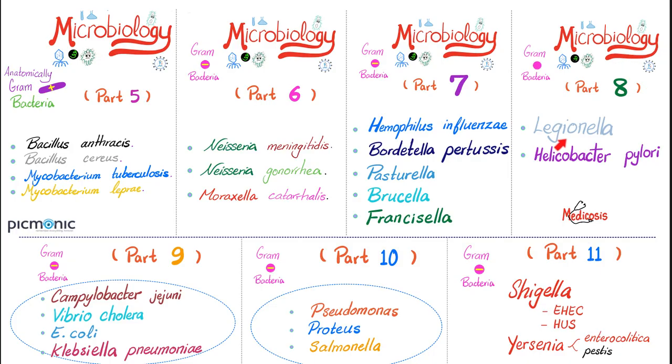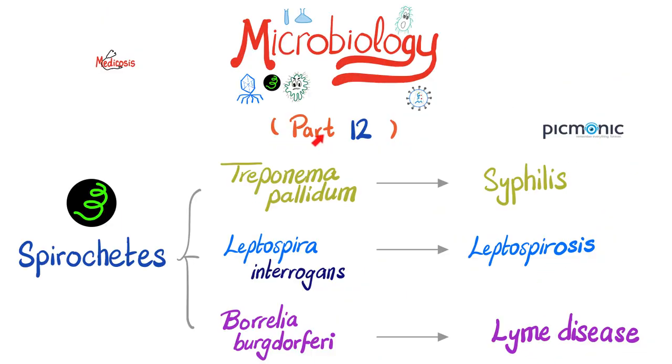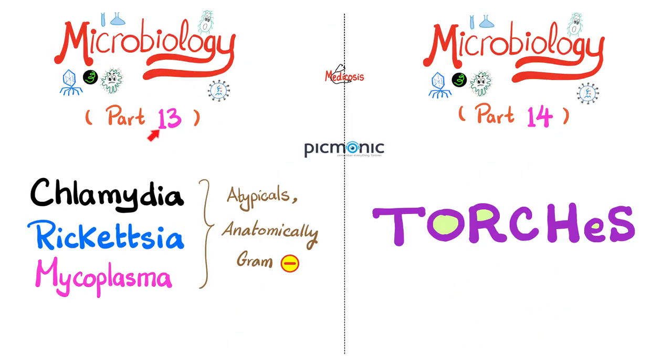In part 8, we talked about Legionella and H. pylori. In part 9, we talked about Campylobacter jejuni, Vibrio cholera, Escherichia coli, Klebsiella pneumoniae. In part 10, we discussed Pseudomonas aeruginosa, Proteus, and Salmonella. Part 11 was about Shigella and Yersinia. In part 12, we discussed Treponema pallidum, Leptospira, and Borrelia, which cause syphilis, leptospirosis, and Lyme disease respectively. In part 13, we talked about some atypical bacteria such as chlamydia, rickettsia, and mycoplasma. In part 14, we talked about the torch infections.